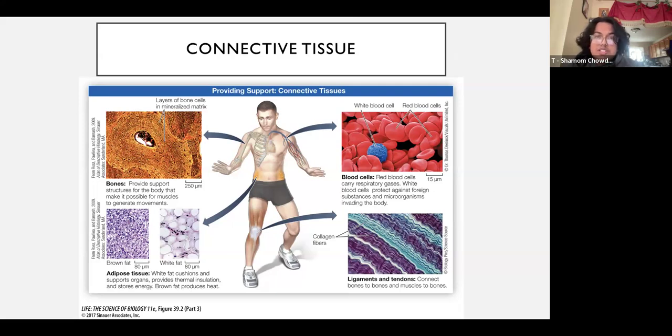And then lastly, you have your ligaments and tendons, which connect your bones to other bones, and connect your muscle to the bones as well.